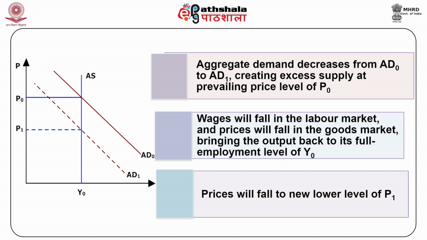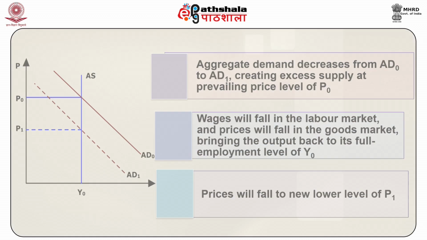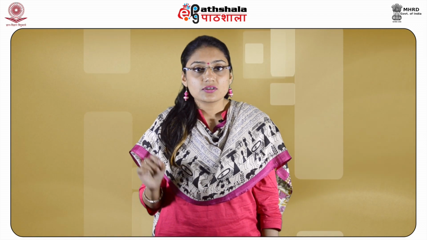Due to the wage price flexibility, wages will fall in the labour market and prices will fall in the goods market, bringing the output back to its full employment level of Y0. Prices will fall to the new lower level of P1. Vertical aggregate supply curve by the classical economists. Any change in the aggregate demand changes the price level without changing the output and the income in the economy.